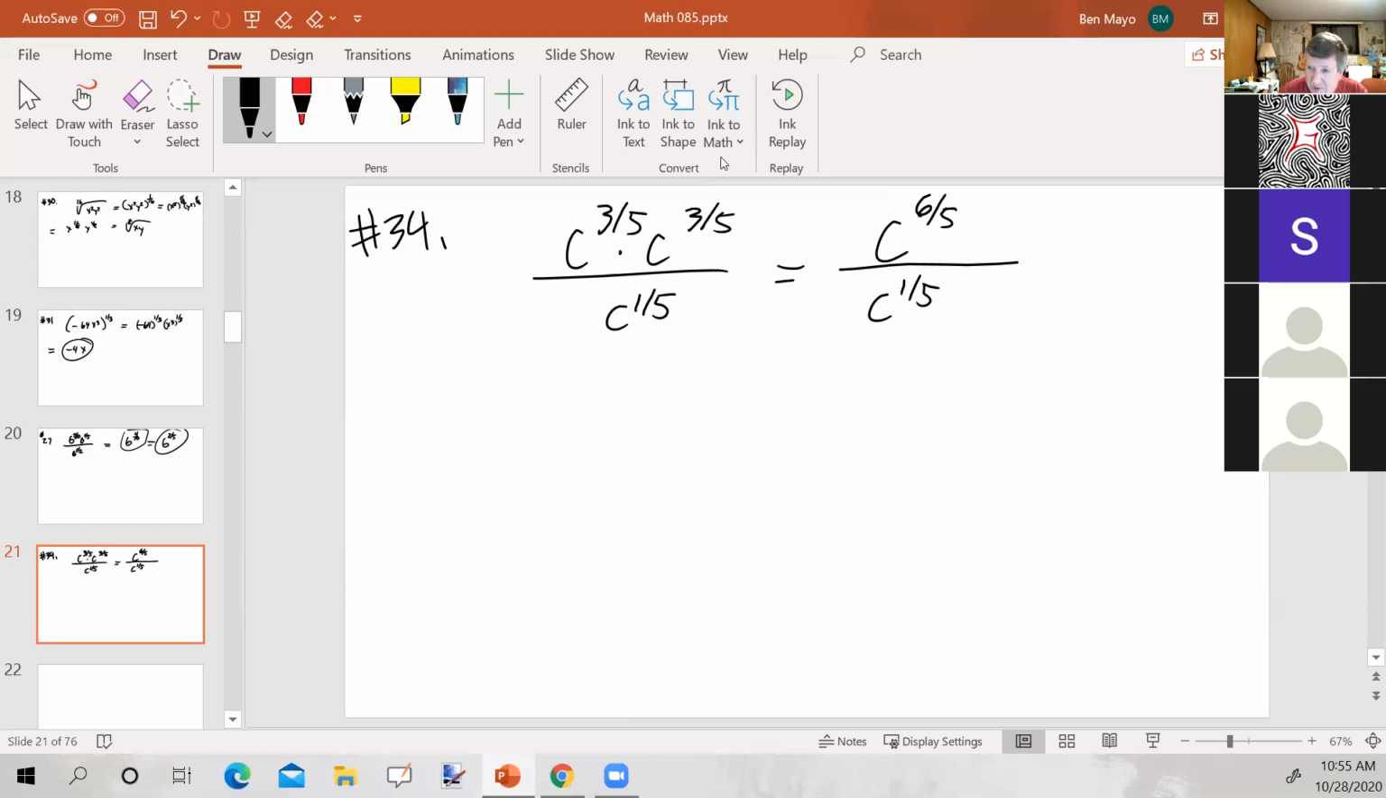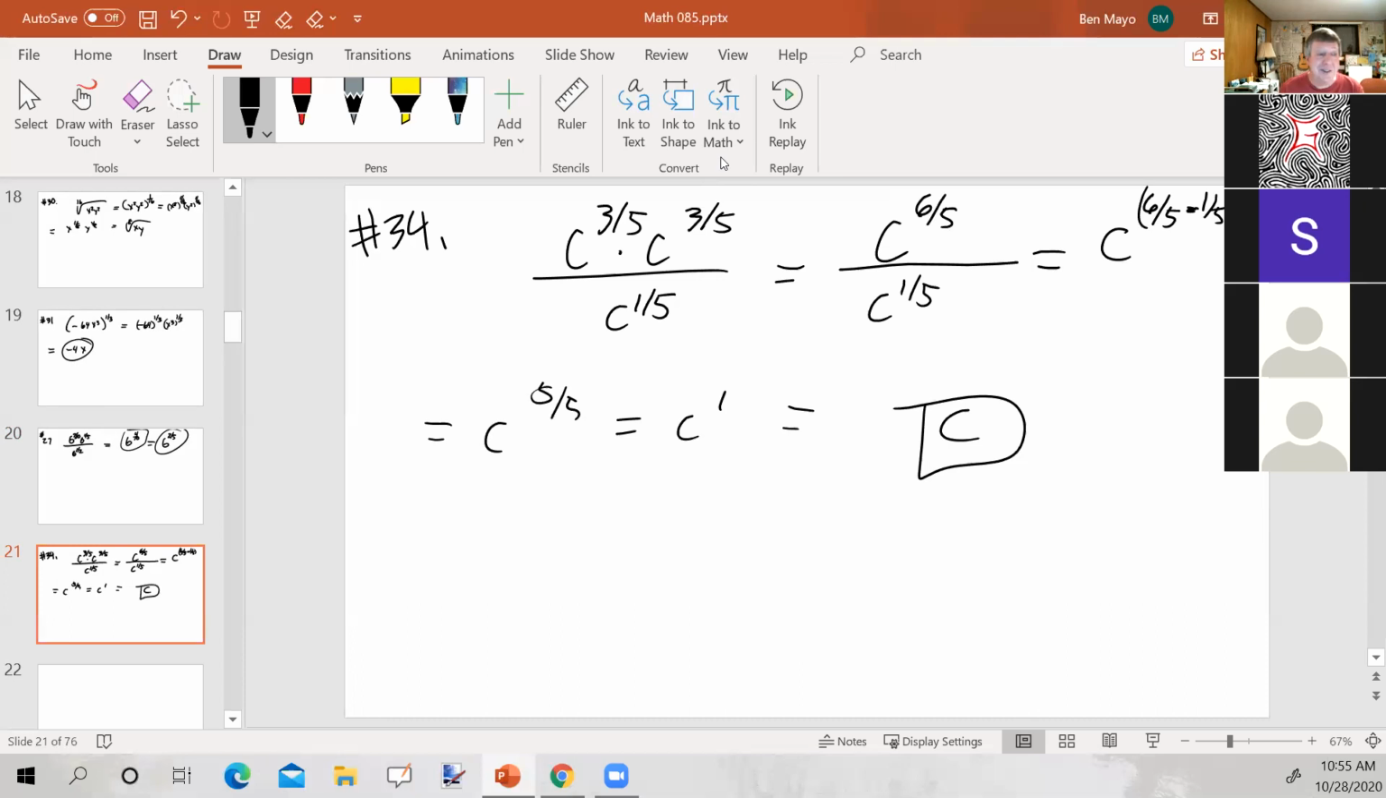Dividing two powers with the same base, we would subtract the bottom exponent from the top. So this would be c to the 6/5 minus 1/5, which is c to the 5/5, which is c to the 1, which is just plain old c. Okay.